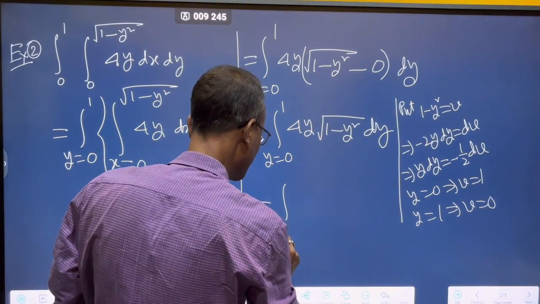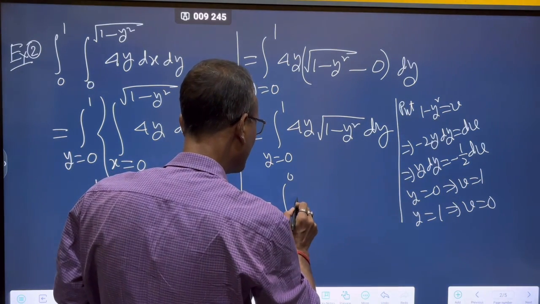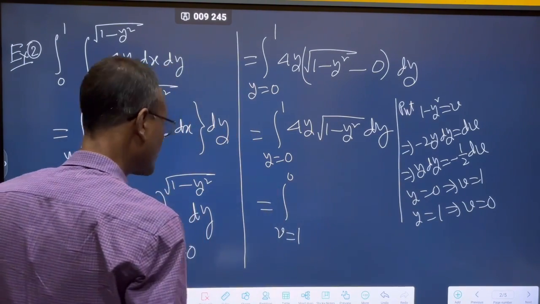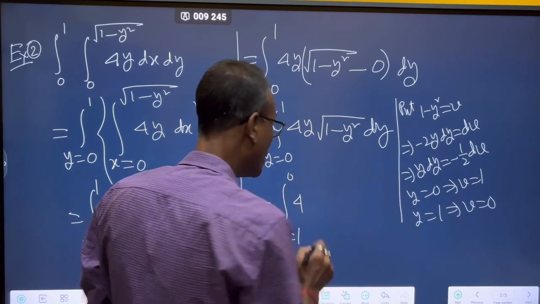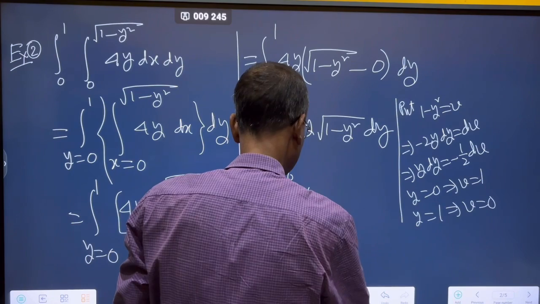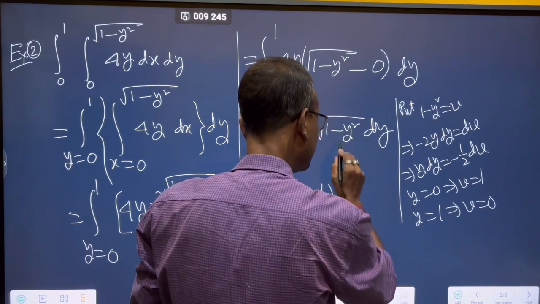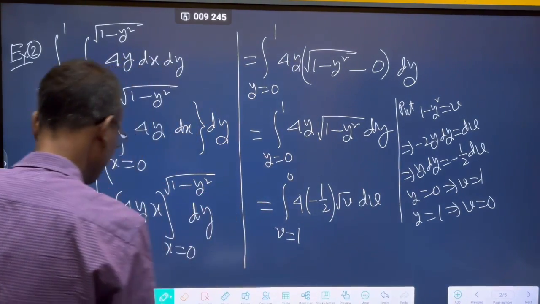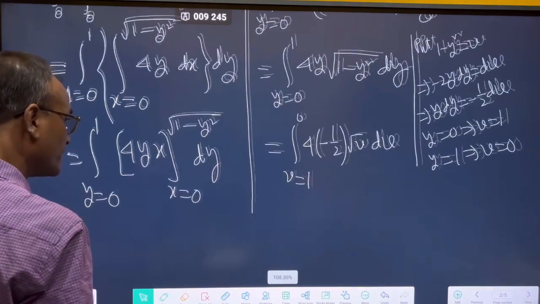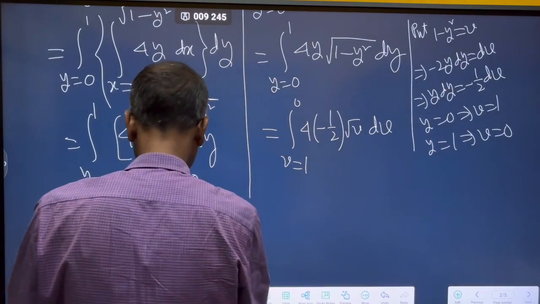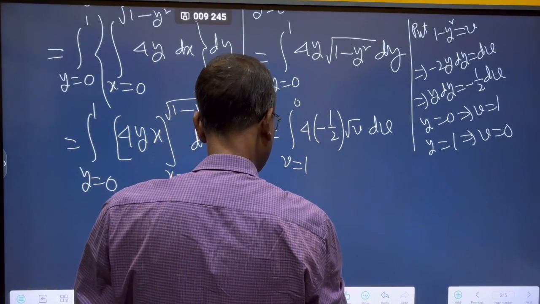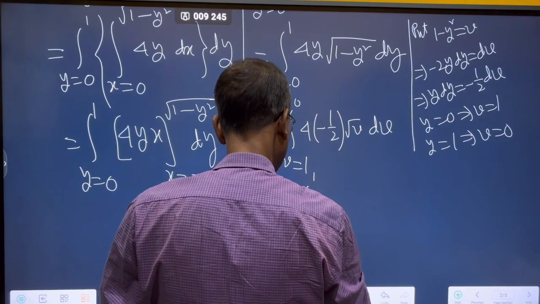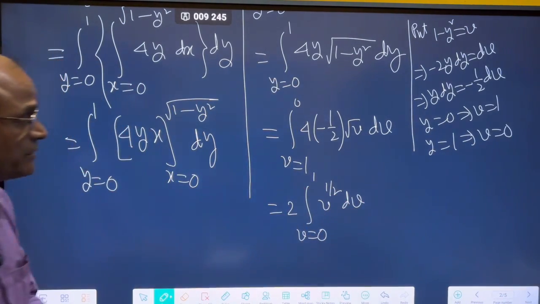This is equal to the integral with v from 1 to 0 of 4 times y dy, which means minus half dv, and it will be root over v. So this is equal to 2 times the integral of v from 0 to 1 of v to the power half dv.